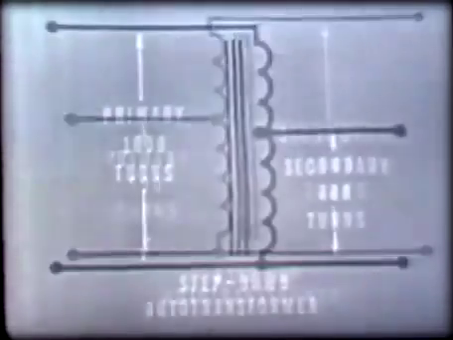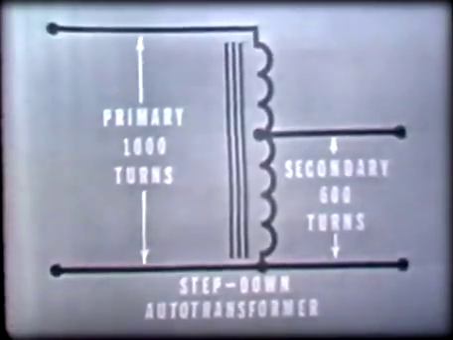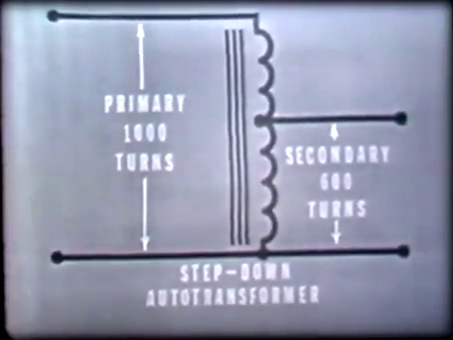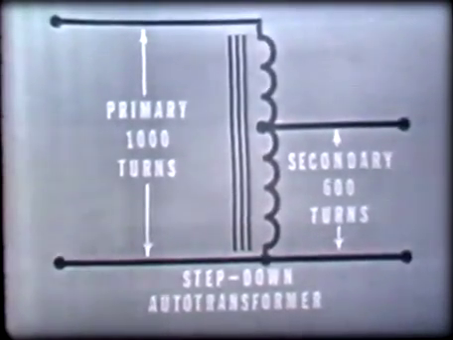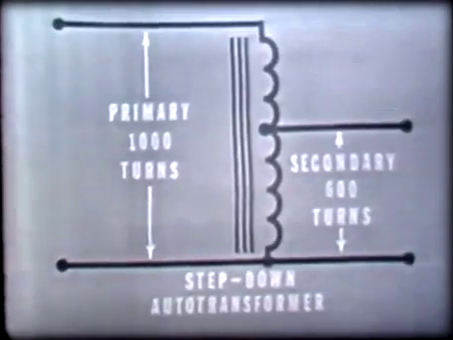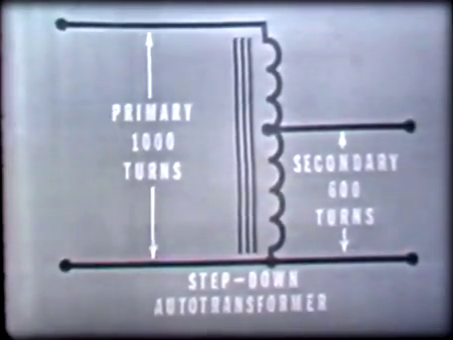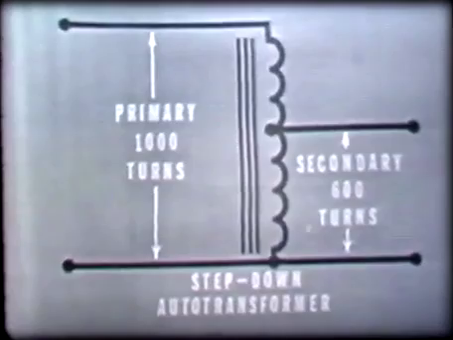Now, when an auto transformer is used as a step-down transformer, all of the secondary winding is part of the primary winding. Here we see that the entire 1,000 turns serve as the primary, while only 600 serve as the secondary.